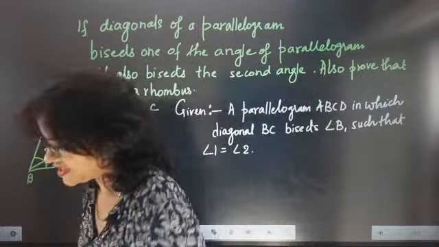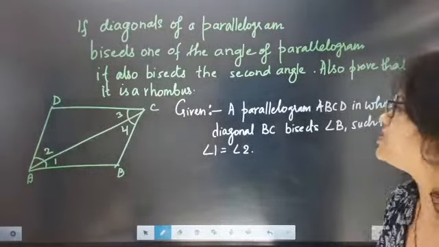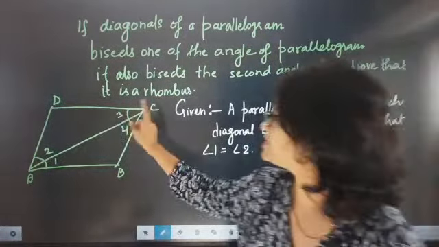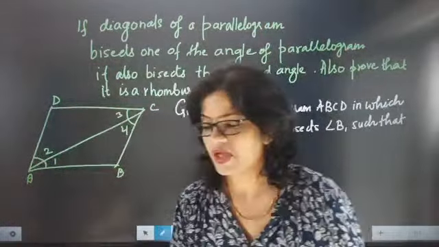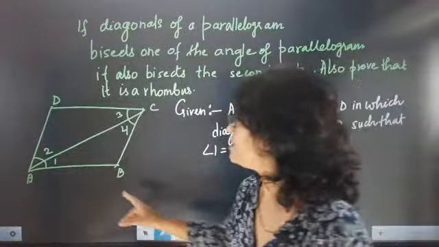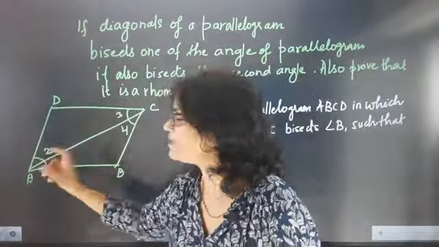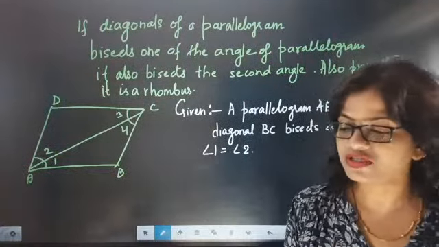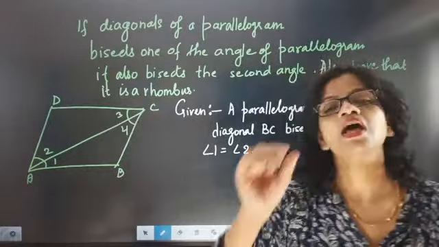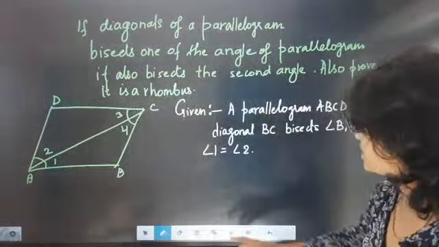So if it is bisecting, then what is the most important thing we are seeing? A parallelogram ABCD in which side BC bisects angle B. Now if side BC is bisecting angle B, then one very important thing is happening: angle 1 becomes equal to angle 2. This is the most important thing we are seeing here. Fine. Shall we go to the next part?